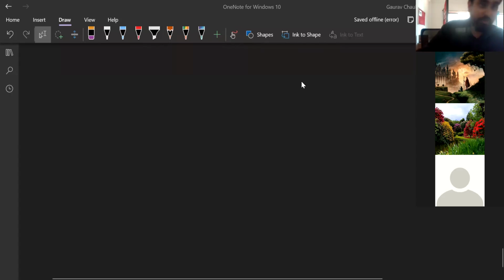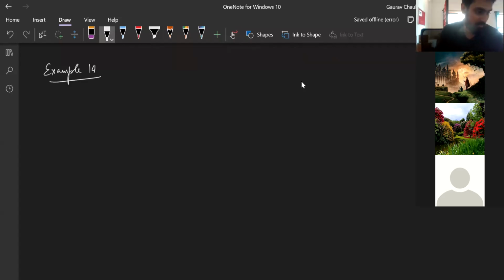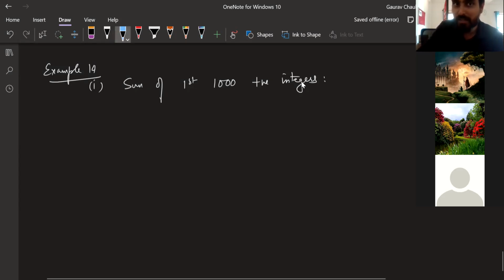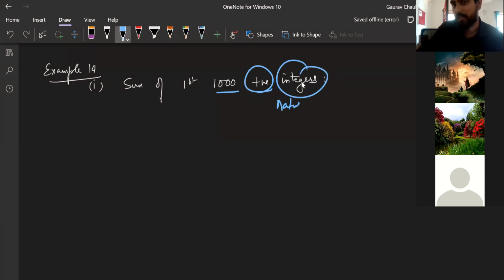Now we're going to do example 14, and I'm going to try to do both parts of it. There is a second part also, which is actually a very important result. The first thing they have asked is the sum of the first 1000 positive integers. I am a little surprised that people are not able to do this, because what we have to do is write down the first 1000 positive integers, put them in the AP formula and add them. That's all.